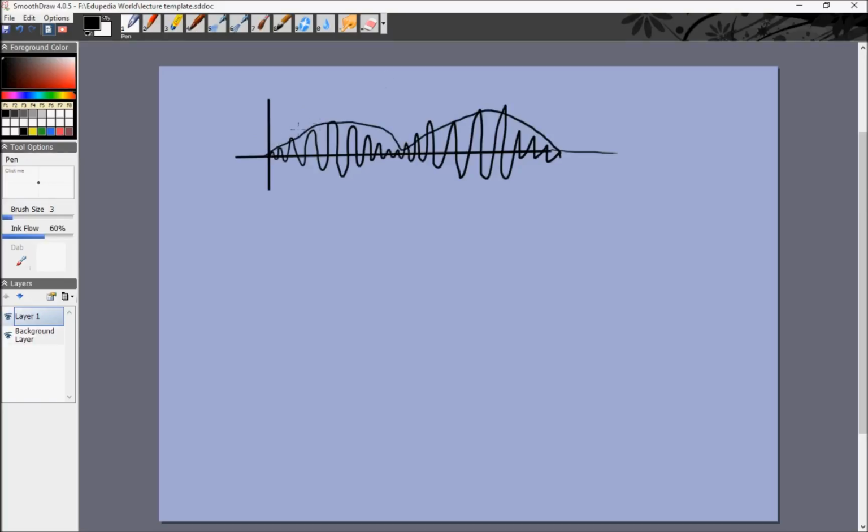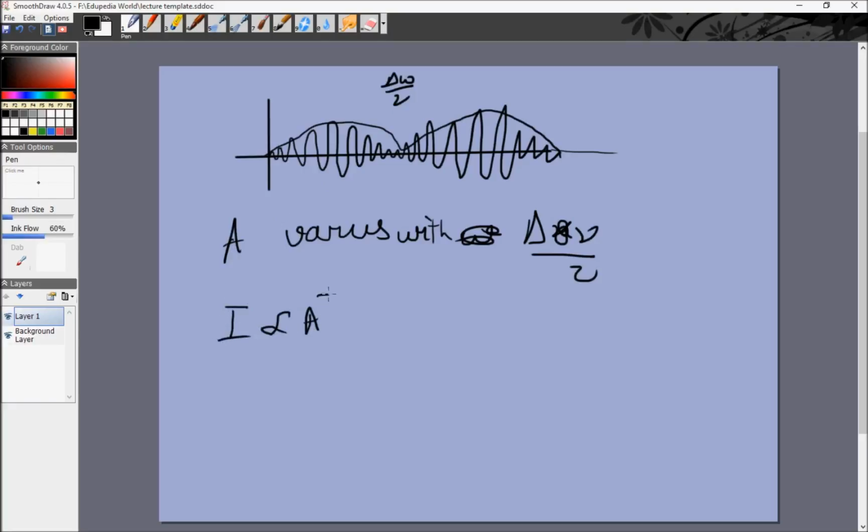Right. And the amplitude varies with frequency delta mu by 2, because in the amplitude we had delta omega by 2. Delta omega by 2 was the angular frequency, delta mu by 2 is the frequency of the variation of the amplitude. Now the intensity is proportional to the amplitude squared, right? This should be written as P if you're talking about pressure amplitude. So the intensity is always positive, right? The amplitude can be positive, negative, the intensity is always positive.